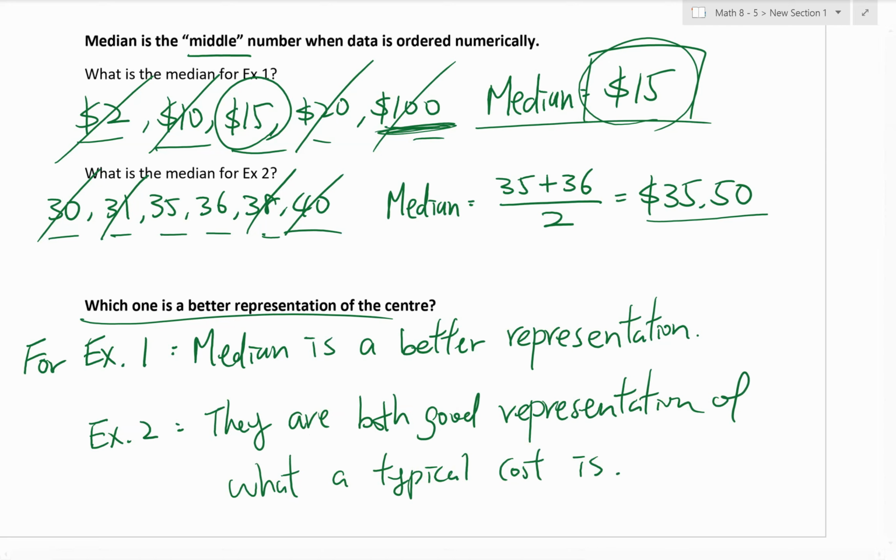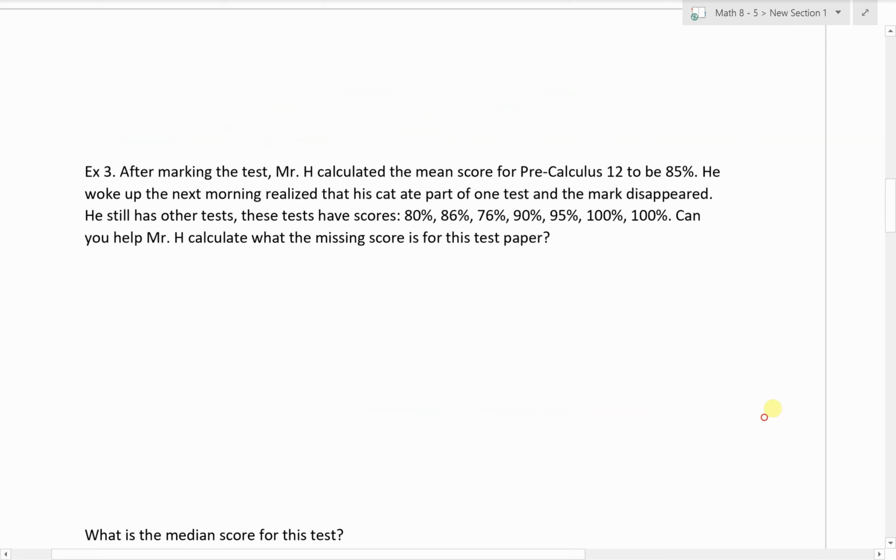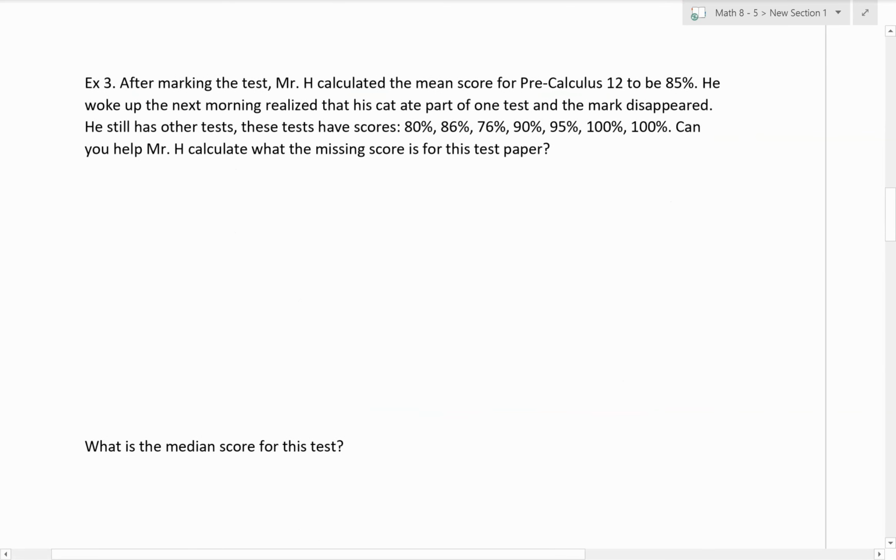Mean is the average. Median is the actual middle number when you list them in numerical order. Now let's look at example number 3 and see how we can use the idea of mean to calculate some questions, to solve some problems.